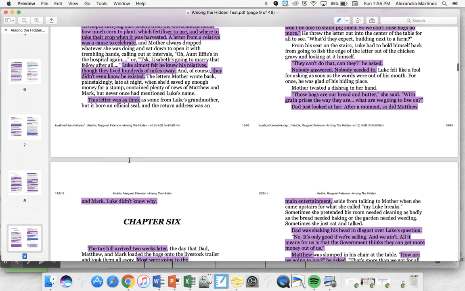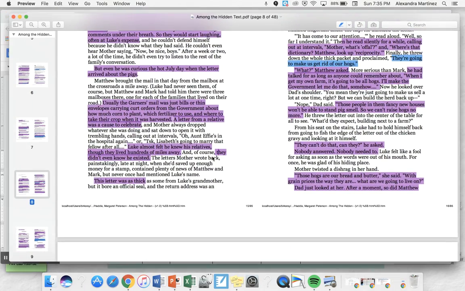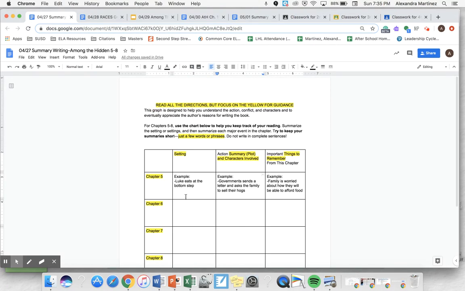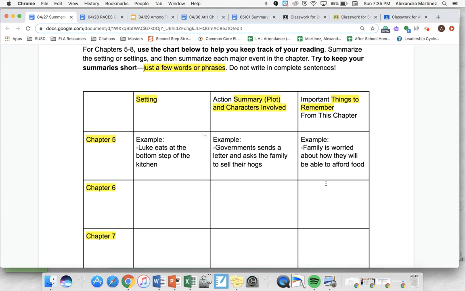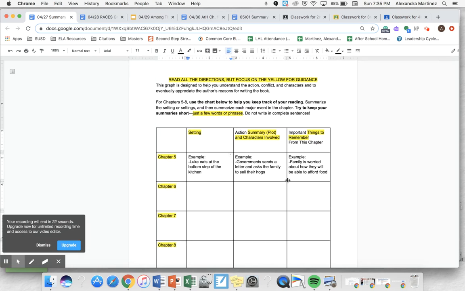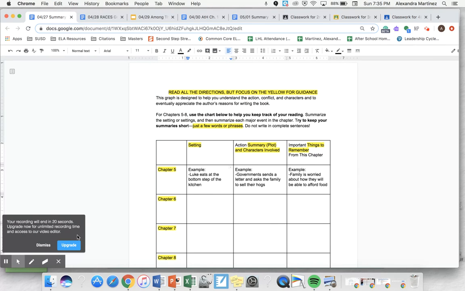Luke didn't know why. So again, it's a short chapter. If I go to it, my setting, Luke eats at the bottom step of the kitchen. What else? The action, the government sends a letter and asks the family to sell their hogs. Things to remember, the family is worried about how they'll be able to afford food. So again, just look through the chapter, highlight the important stuff, and that's all you got to do.